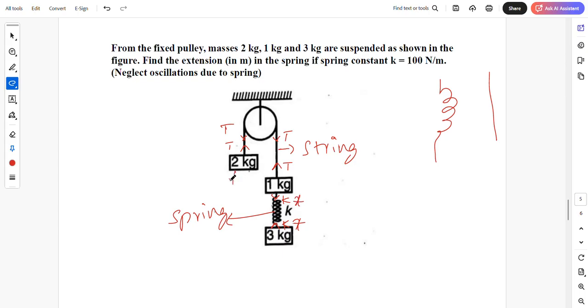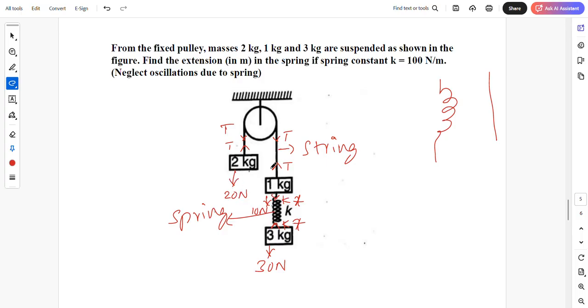This is 2 into 10, how much is the weight force? That is 20 Newton, and here 1 into 10 is 10 Newton, and here 3 into 10 is 30 Newton. This is force due to gravity, weight, that is mg force.